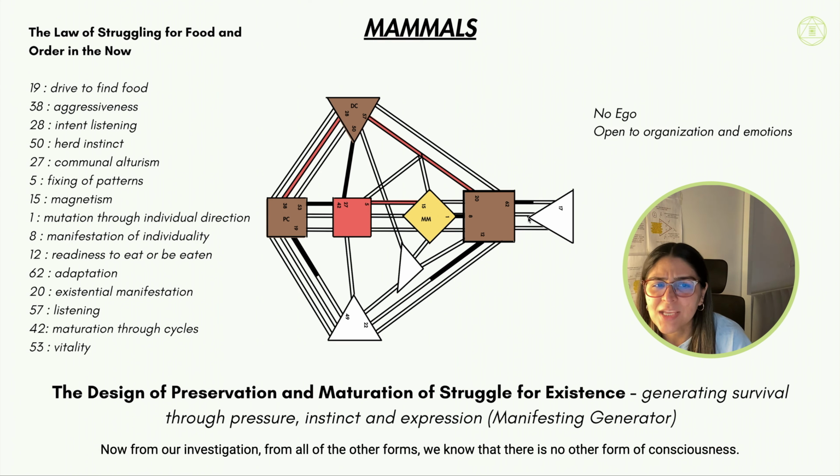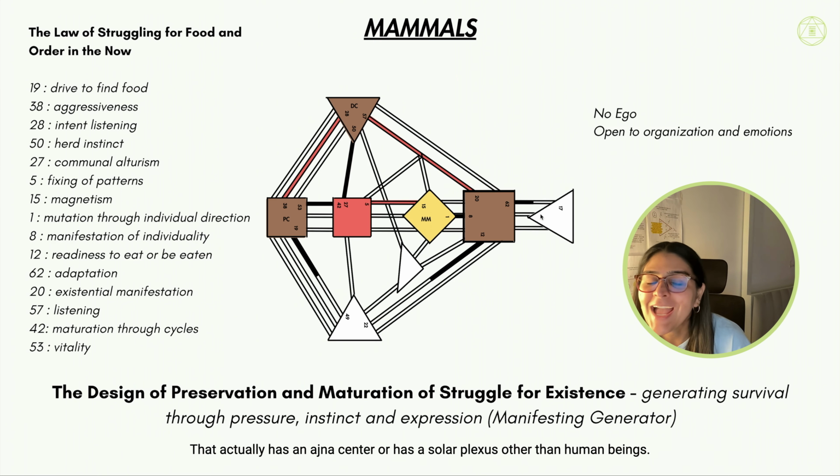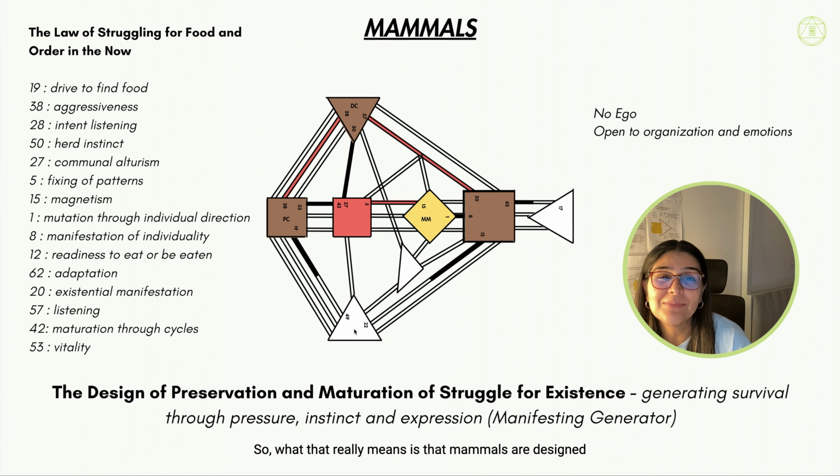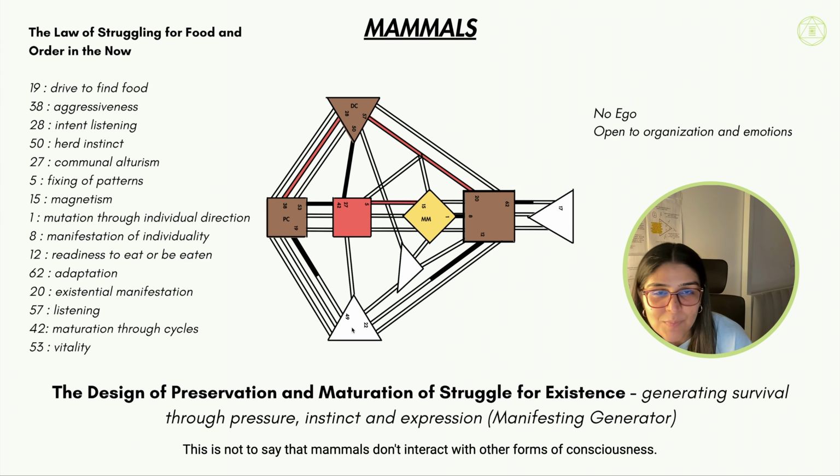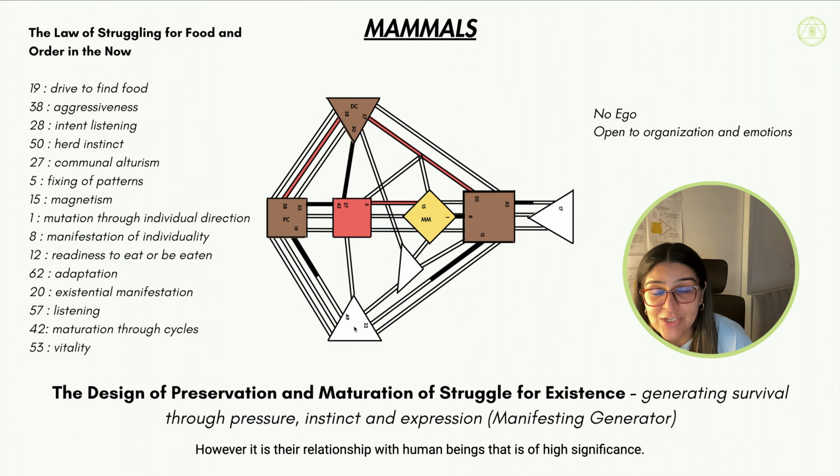Now, from our investigation of all of the other forms, we know that there is no other form of consciousness that actually has an ajna center or has a solar plexus other than human beings. So what that really means is that mammals are designed specifically to interact with human beings in a really deep way. This is not to say that mammals don't interact with other forms of consciousness. However, it is their relationship with human beings that is of high significance.